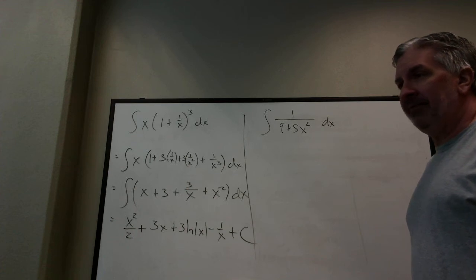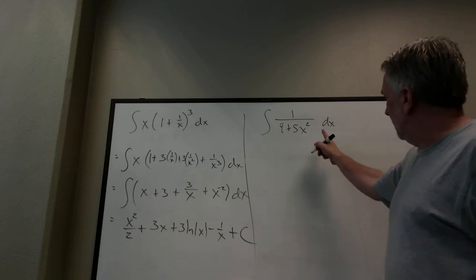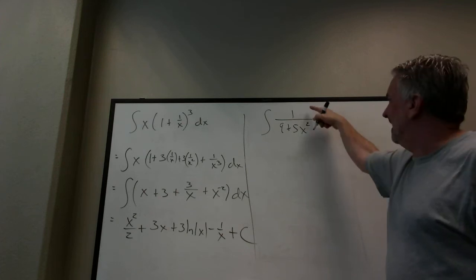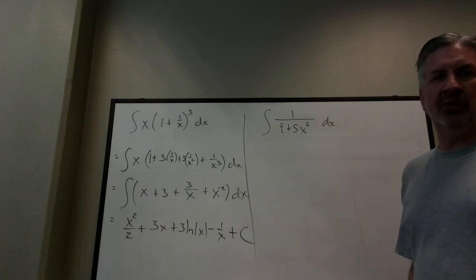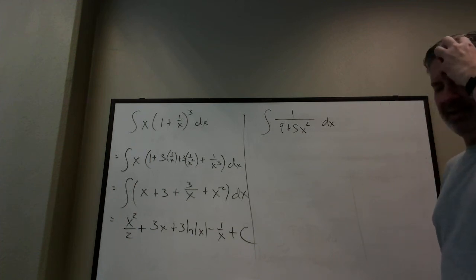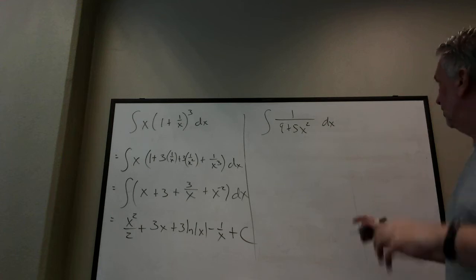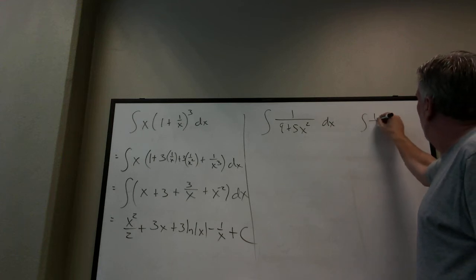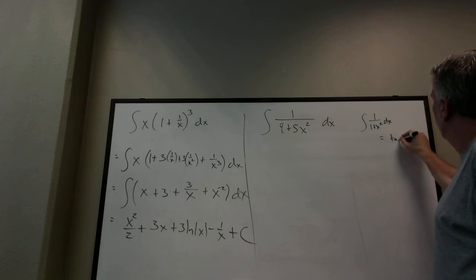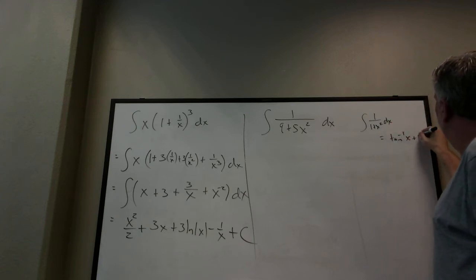But if you weren't thinking that far ahead, what about a substitution? If you let u be the denominator, du is going to be 10x, and you don't have an x in the numerator. So that substitution isn't really the way to go. Okay, so in my head, I'm trying to make it look like the arctangent. Remember, the integral of 1 over 1 plus x squared dx is arctan x.